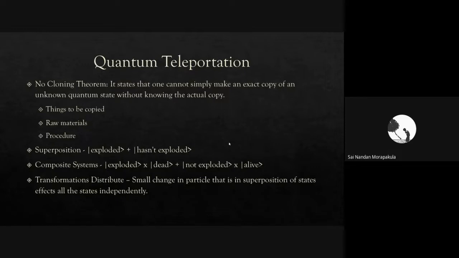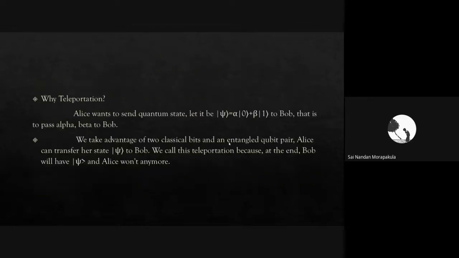But (a + b) whole squared is equal to a squared plus b squared plus 2ab, right? So that is why quantum mechanics is right and the no cloning theorem can never be right, basically. So let me go to teleportation quickly.